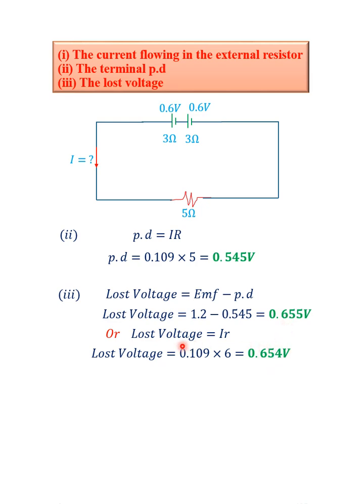So you can either calculate the lost voltage by multiplying the current times the internal resistance, or you calculate the lost voltage by subtracting the terminal potential difference from the total EMF. And I hope that is clear enough.